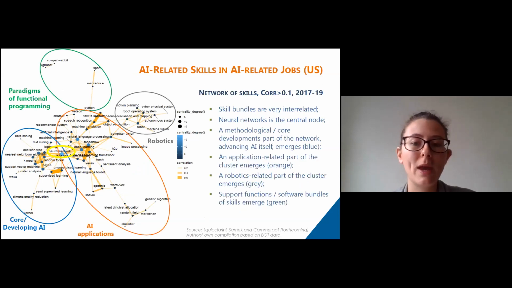But you can also see that we have some really core AI development bundles in blue that really relate to advancing AI itself. Then at the same time, you see this orange bundle, which we call AI applications, because the skills in there tend to relate more to speech recognition, image processing, and so on. Then you can see a gray circle, which is highlighting the robotics related skills. And then another one in green, which we call the more support functions, basically. Next slide, please.